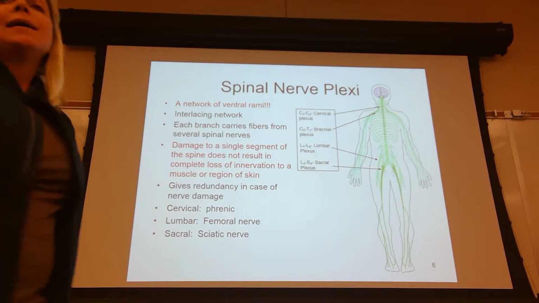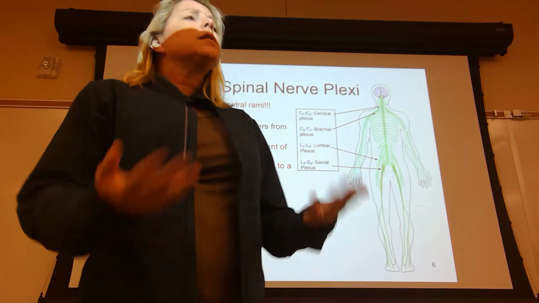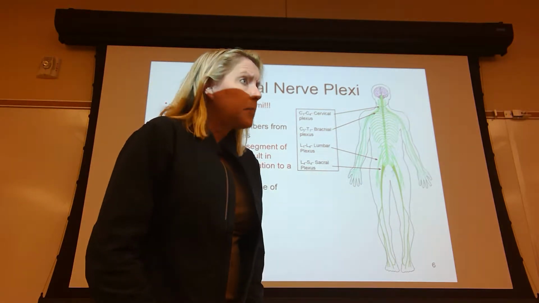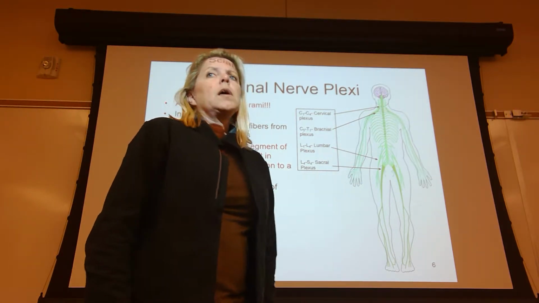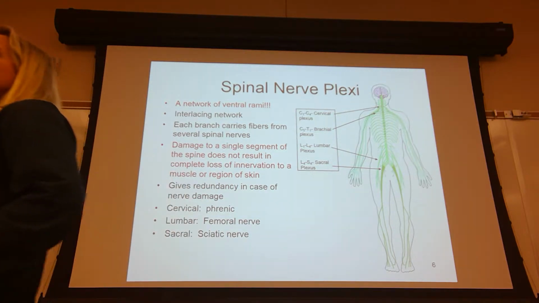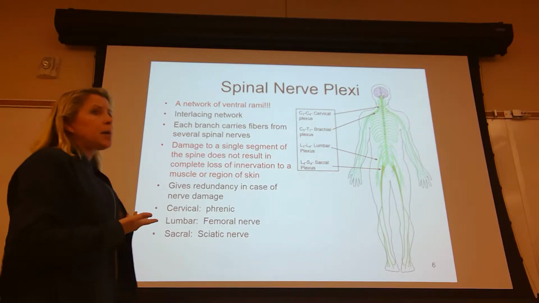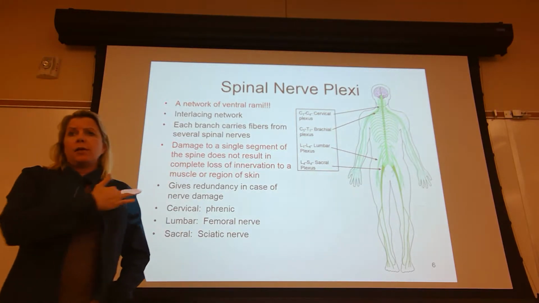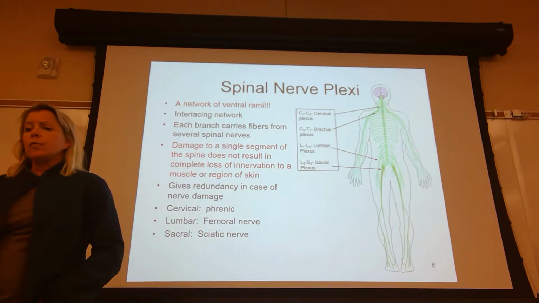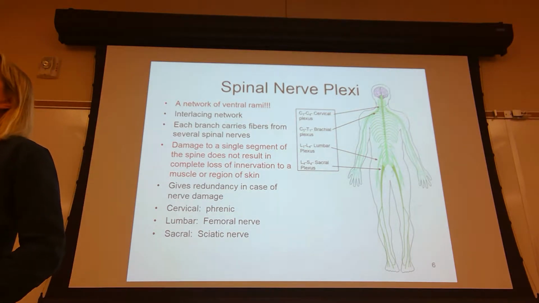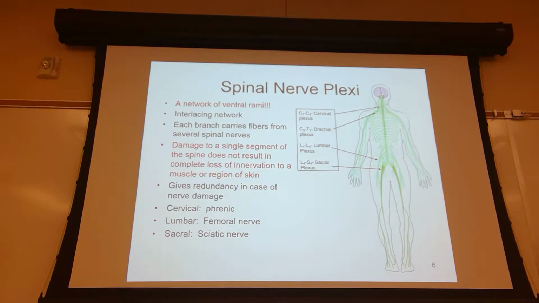For the lumbar and sacral plexi, they're giving redundancy to your lower member, your legs. If one of those becomes damaged, you don't lose everything. You can still feel something on your leg. You can still move muscles of your leg. In your homework packet, I ask you to give me an example of a nerve from each of the plexi. For the cervical plexus, I want you to associate the phrenic nerve.